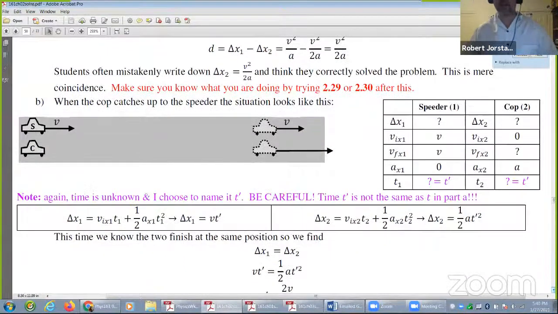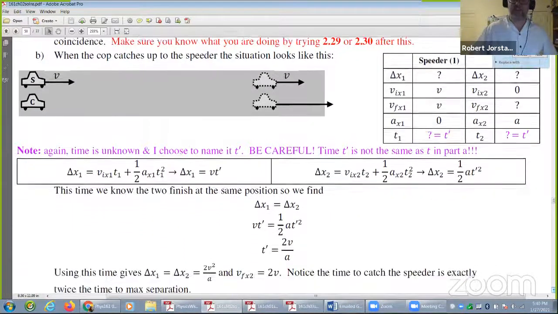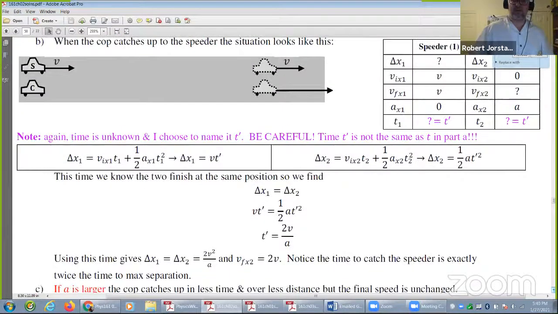By setting the two x equations equal, let's just get all the way into it there. So I'll pause and see. Notice you get a different time. You get all kinds of different stuff. All right.